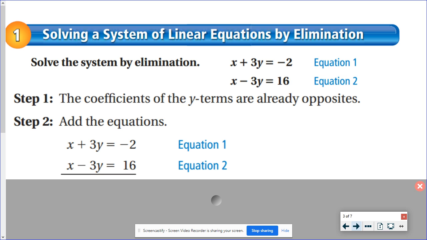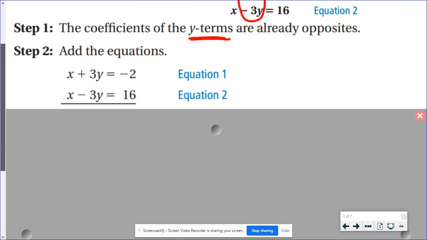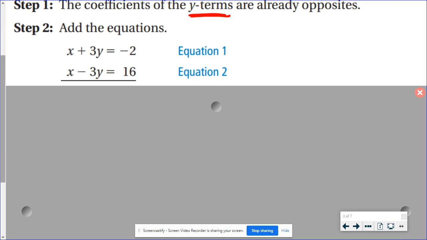So if this is my first problem, x plus 3y equals negative 2, x minus 3y equals 16, I want you to notice that the y terms are already opposite coefficients. I've got a negative 3y on the bottom and a positive 3y on the top. That's what we're looking for. We need one of the variables to be opposite coefficients. So when I add these two equations together, remember this is really a 1x and a 1x. So we'll be able to add those two together.